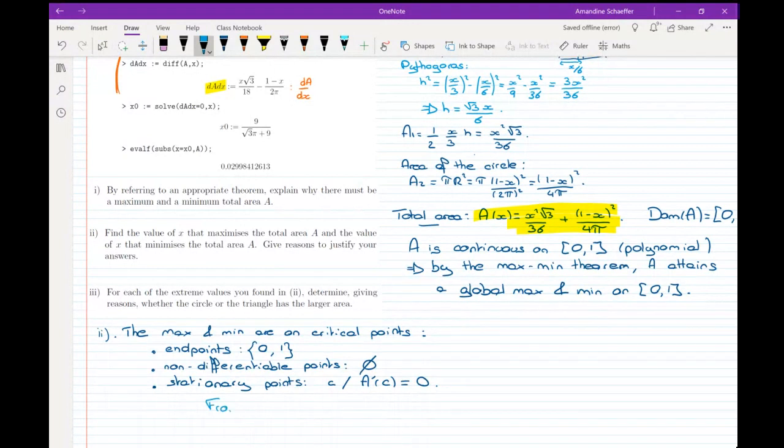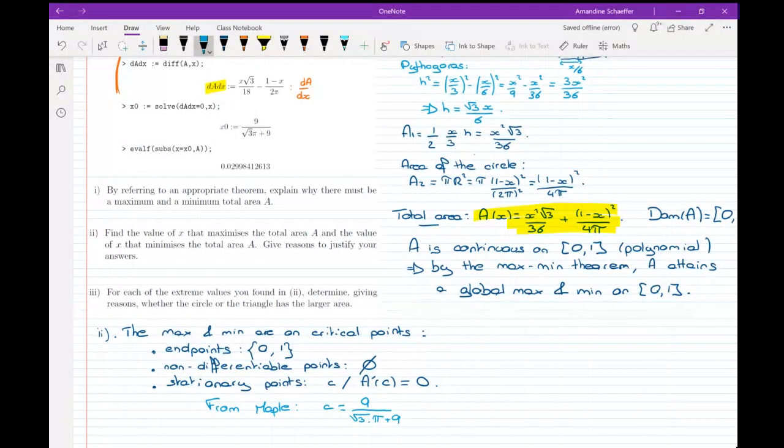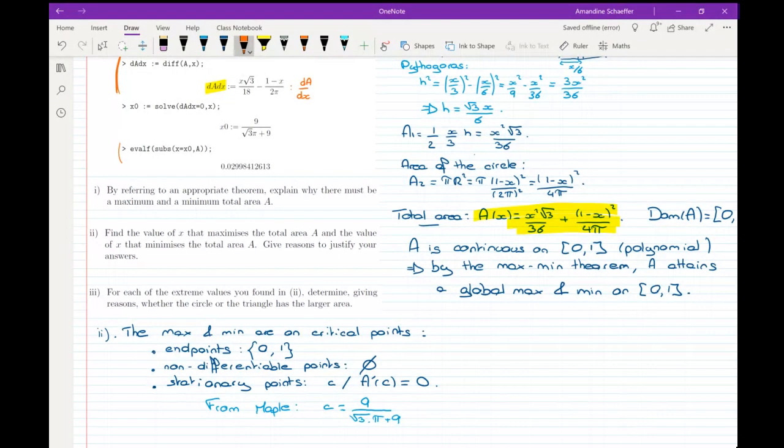So from Maple, we know that c is, well, what they call x0, 9 over (square root of 3 pi plus 9). And we actually have, if you look now here, that's A of c. And A of c equals, well, I'm going to get rid of some of these digits, so 0.03 approximately.